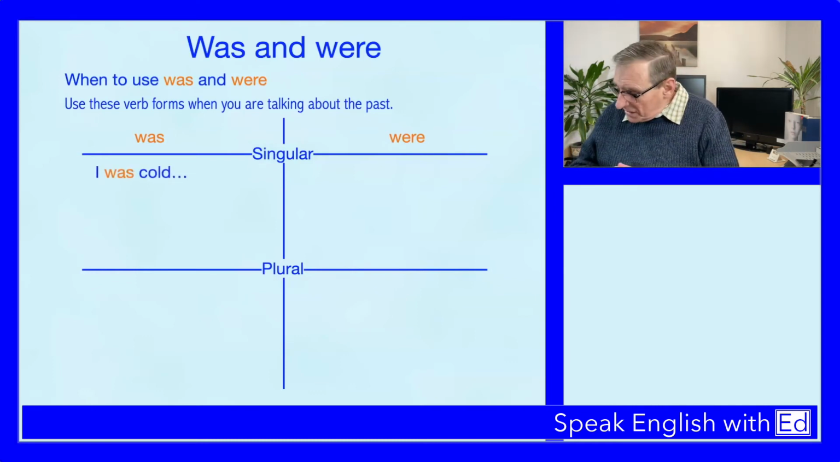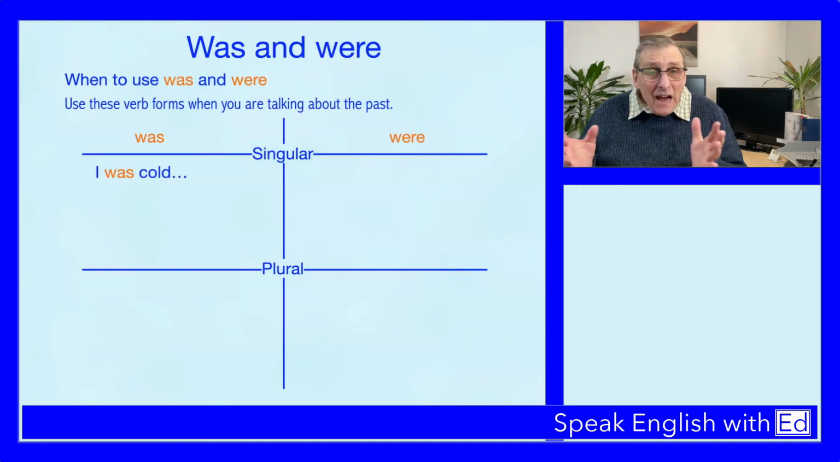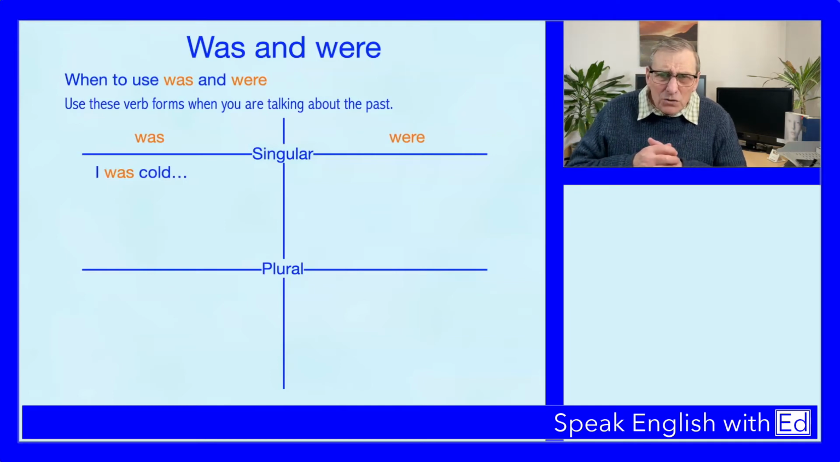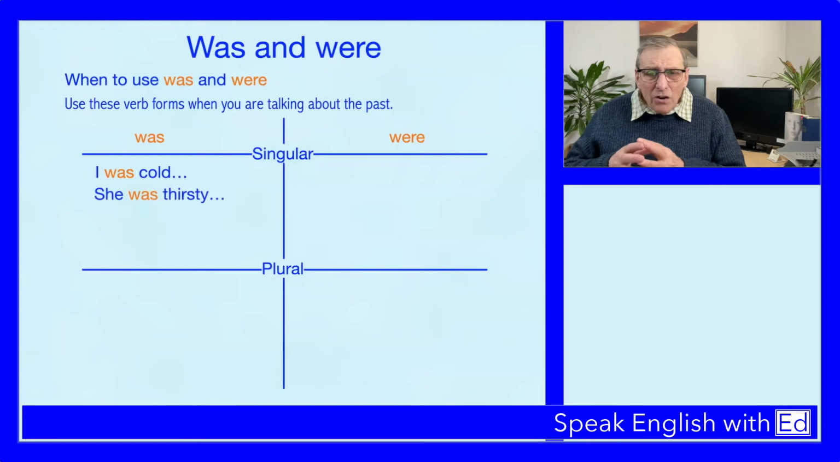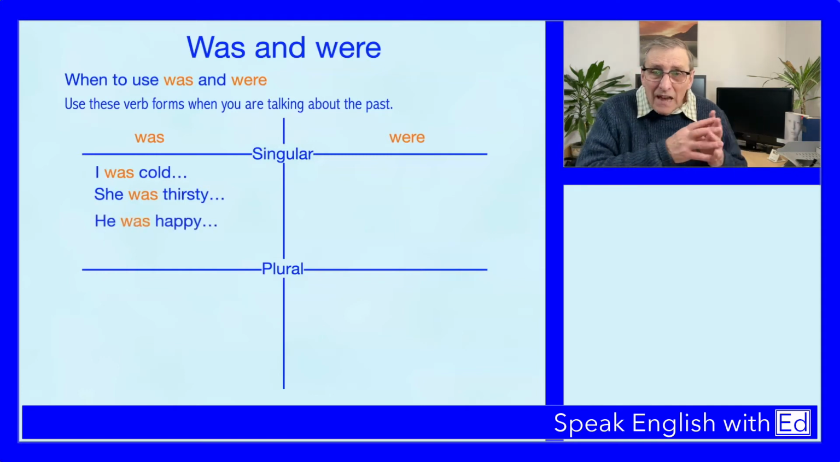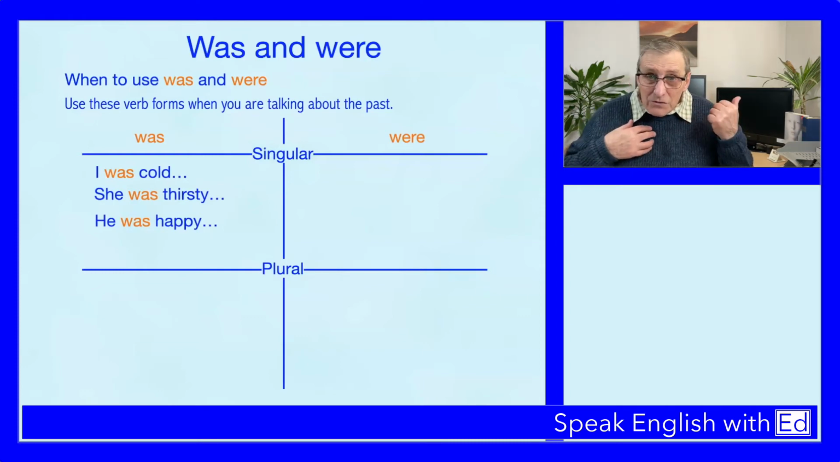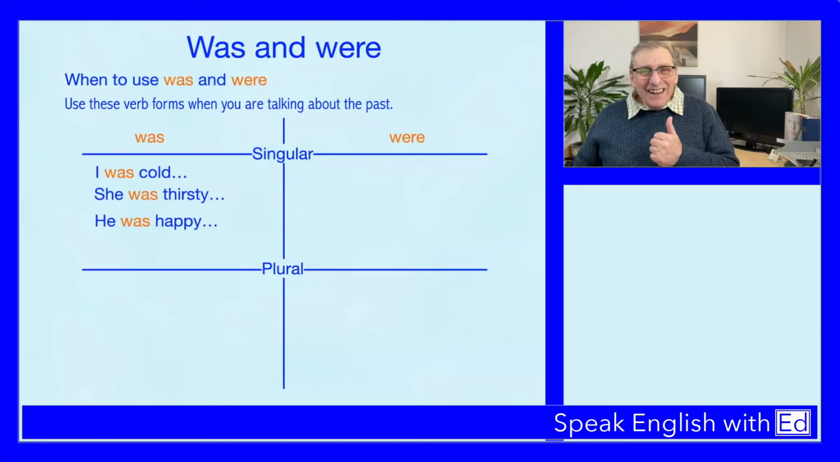We'll look at the singular form. You can see here, I was cold. That means I was cold, but I'm not cold now. I'd say, oh, I was awfully cold last night. Or you can say, she was thirsty. That's putting it to the third person. He was happy. I was cold. She was thirsty. But he was happy.